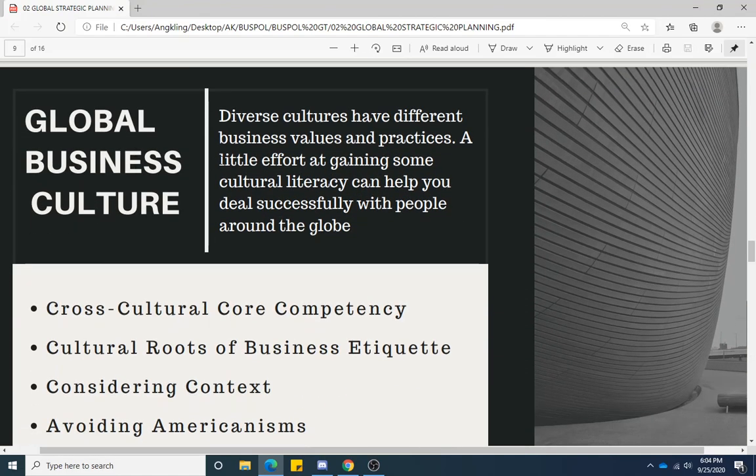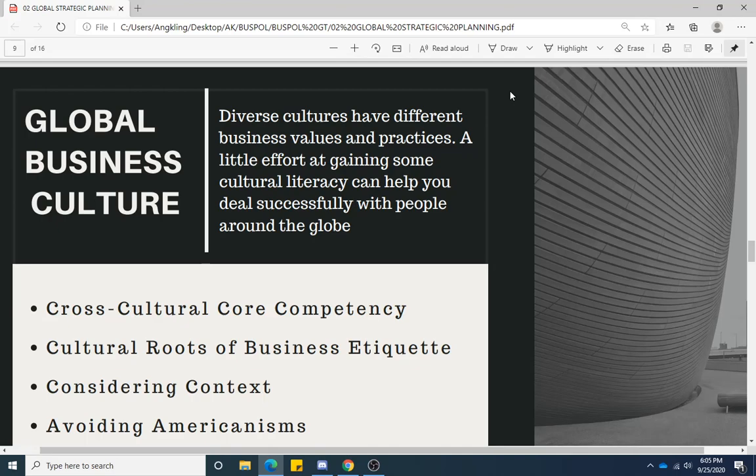So, global business culture: they have different business values and practices. Of course, we have to adapt to the culture. For example, Potato Corner is very successful here in the Philippines. When they entered their first franchise in the US, they had a hard time to share the same victories they had here in the Philippines because most of the people within the country patronize their local brands, their local products.